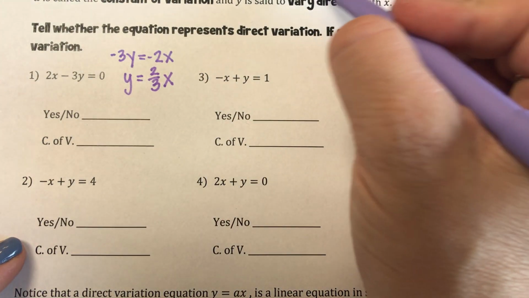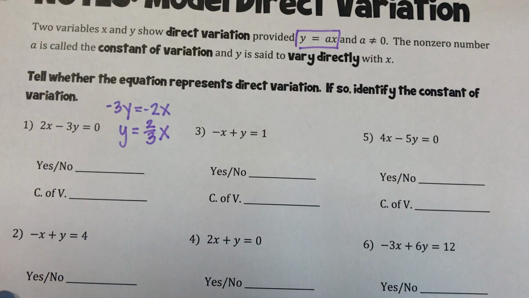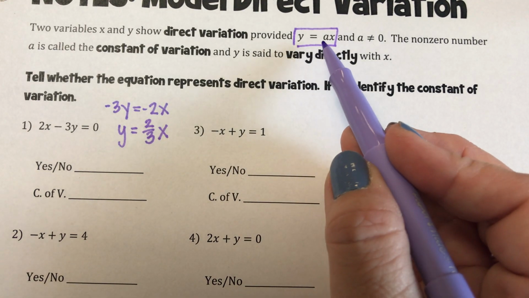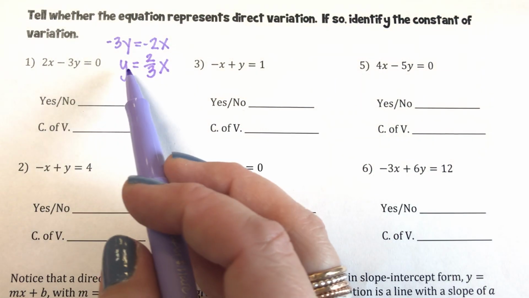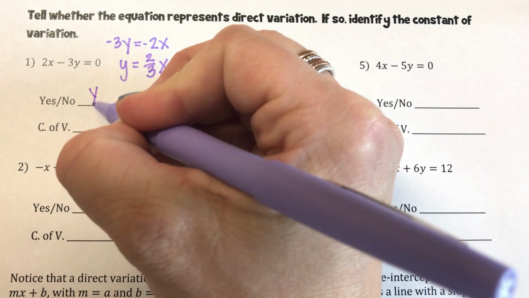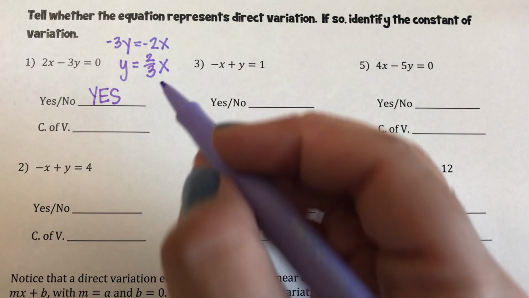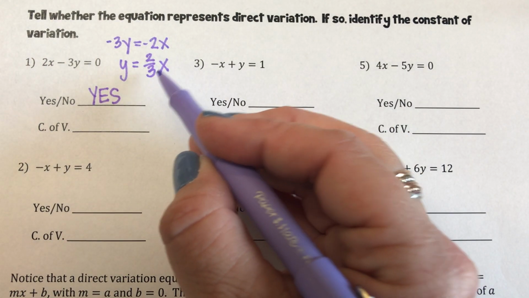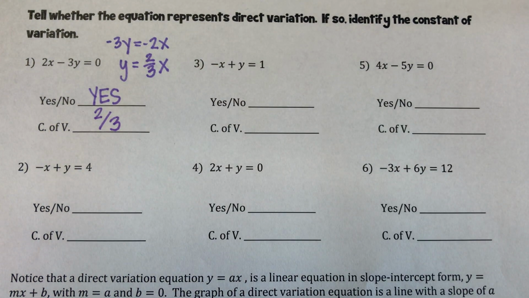So for it to be direct variation, it has to be y equals some number times x. So is this y equals some number times x? Yes. And then the constant of variation is the number that x is being multiplied by. So in that case, it's 2 over 3.